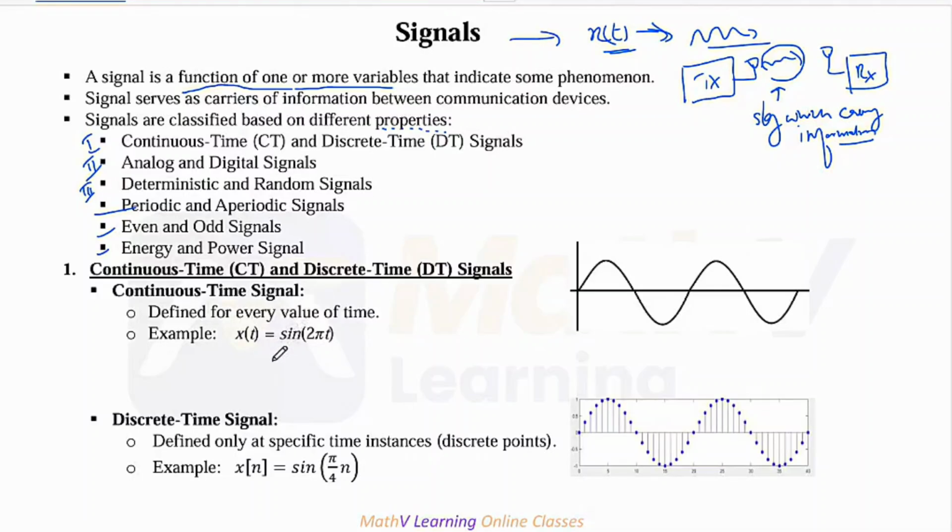So for example, x of t equal to sin 2 pi t. So as this mathematical equation suggests or indicates, it's a continuous time, right? It depends on the value of t, where t is continuous. So for example, this is the sin 2 pi of t. So time, ഓരോ instant of time ആ സിഗ്നൽ പ്രസന്റ് ആണ്. Similarly, next is the discrete time signal.